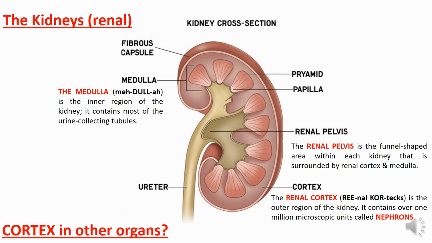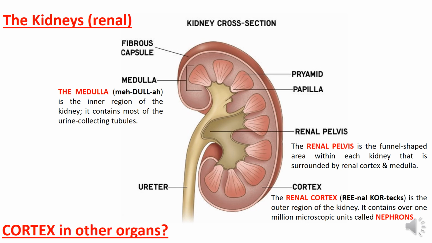It contains over 1 million microscopic units called nephrons. Where do we find other cortices? In the adrenal, there is a cortex, and it's very important. There is also the cerebral cortex, an important anatomical structure that we talk about too much, and many other parts. But these two are the main examples that are important.